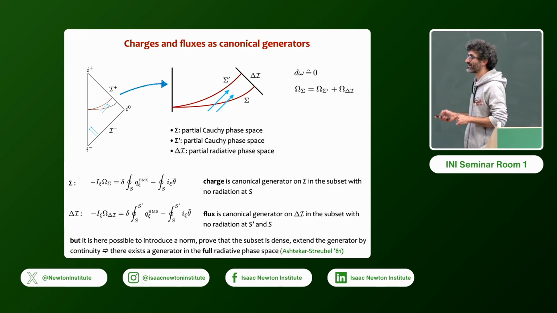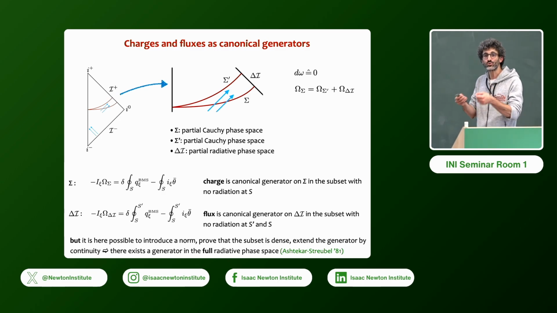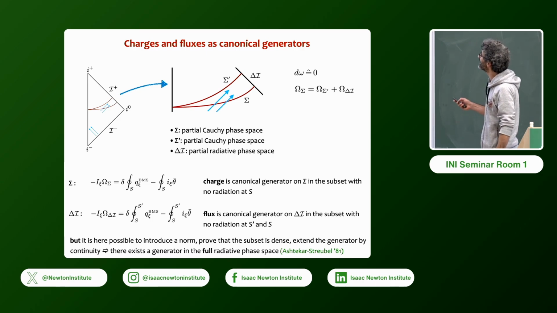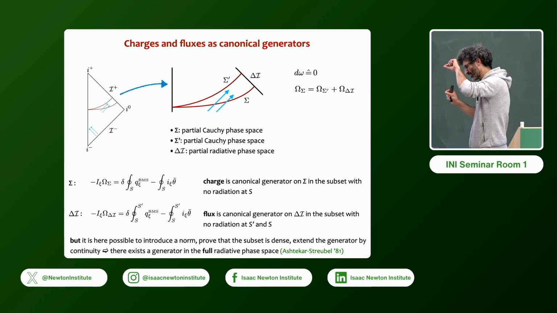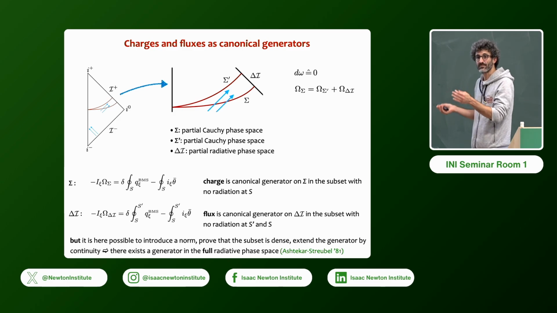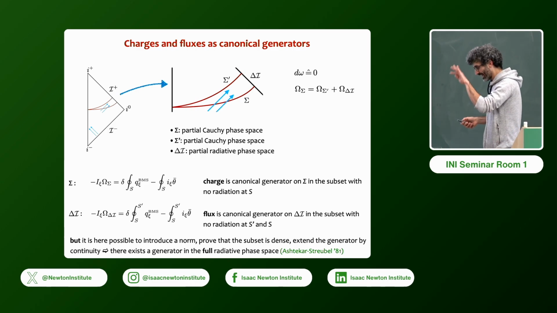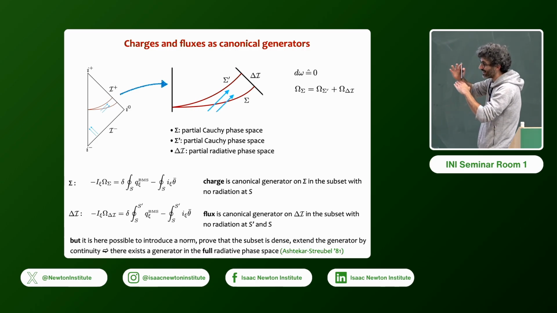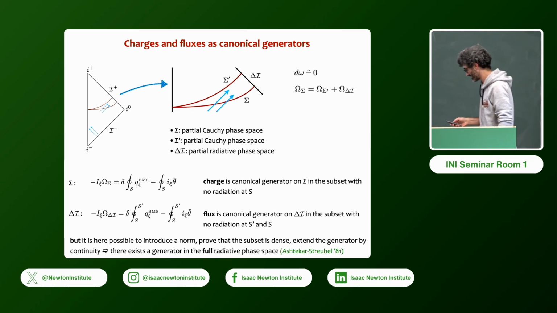But the nice thing about the radiative phase space is that you actually know all the local degrees of freedom, so you can choose a norm, you can give it a topology by choosing some norm, and then you can show that radiation-free initial and final cut is a measure zero subset, so you can actually extend by continuity your generator to the full radiative phase space. So anyway, with these different cuts, you can think of either the charge as generator in some limited sense, or the flux as generator in a more complete sense, but we're talking about generators on different phase spaces.